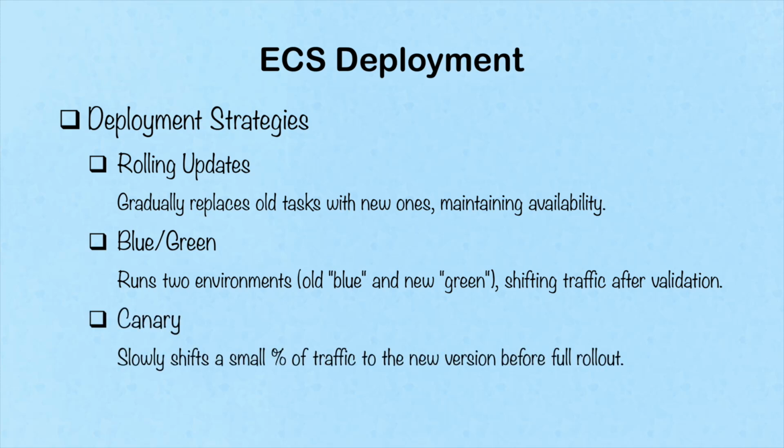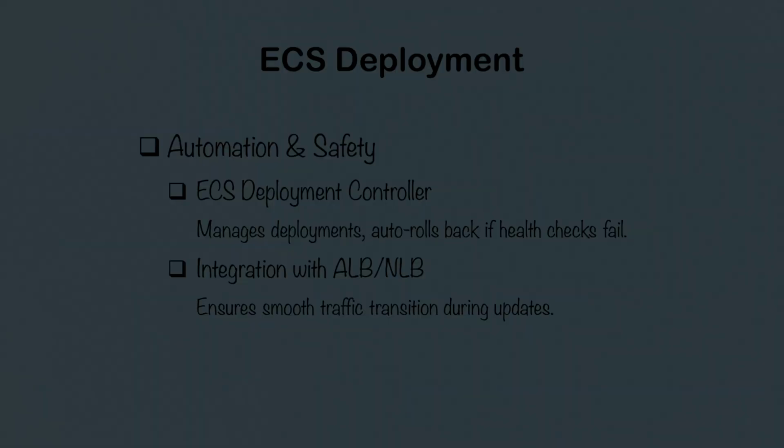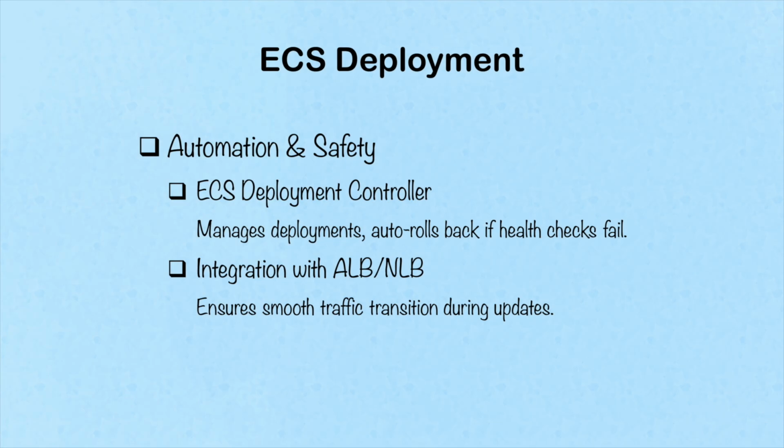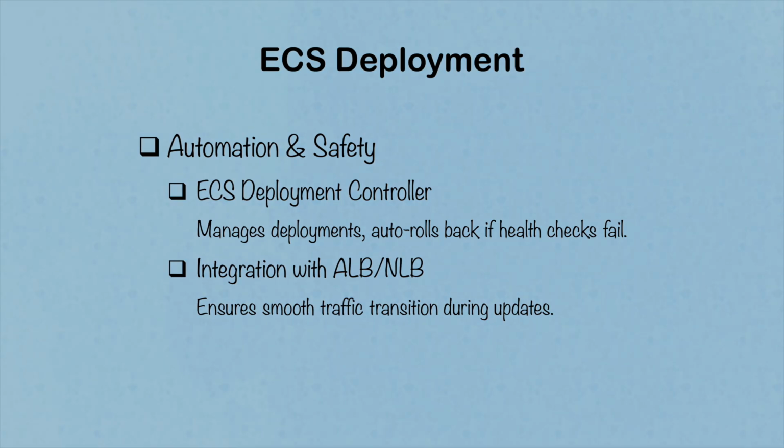Alternatively, canary deployments allow even finer control by gradually routing a small percentage of traffic to the new version, monitoring for errors before fully committing. To streamline these strategies, the ECS Deployment Controller automates the process, integrating with Elastic Load Balancing to manage traffic shifts. If health checks detect failures in the new tasks, ECS automatically rolls back to the stable version, preventing widespread outages.